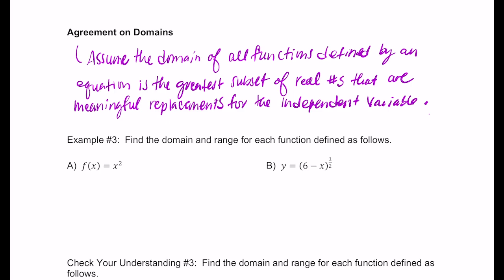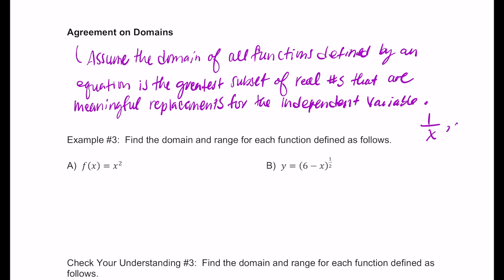Like if you had a function where you had an x in the denominator, okay? X cannot be any number in the real number system. If you'll remember, you can't have 0 in a denominator because it would make the function undefined. So we would need to exclude 0 from the domain. So we start with all real numbers, but then we little by little chop away the numbers that don't work.